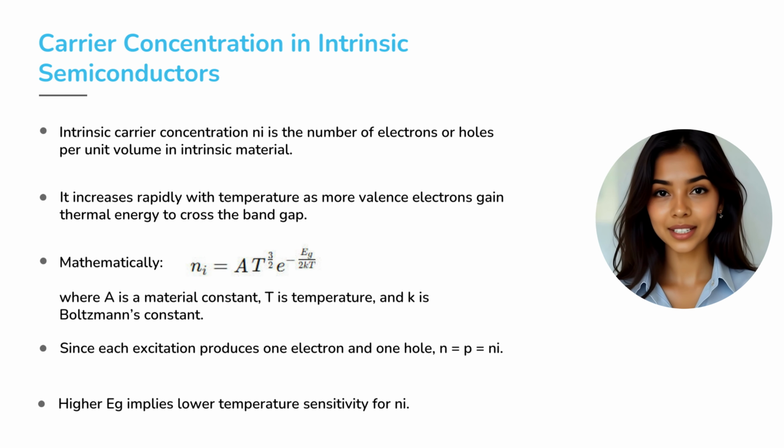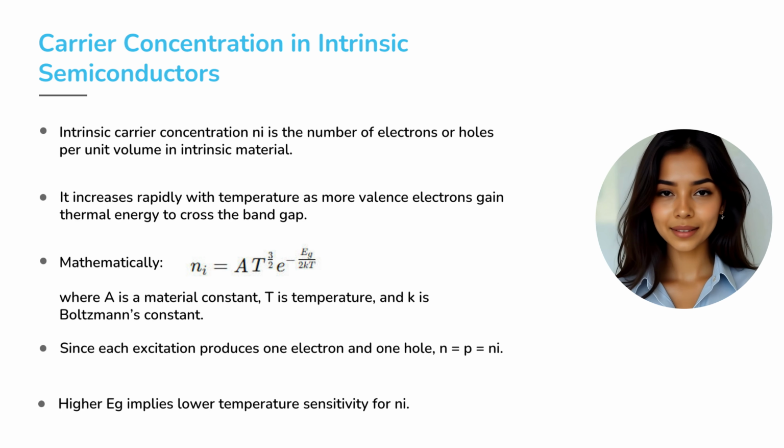The key thing to remember is n sub i increases very quickly with temperature. Why? Because more electrons gain thermal energy to overcome the band gap and jump into the conduction band. And here's how we represent this relationship mathematically. n sub i equals capital A times T to the power 3/2 multiplied by exponential of negative E sub G divided by 2kT. Let me spell that out. n sub i equals A multiplied by T raised to 3 halves times e raised to the power negative E sub G divided by 2kT.